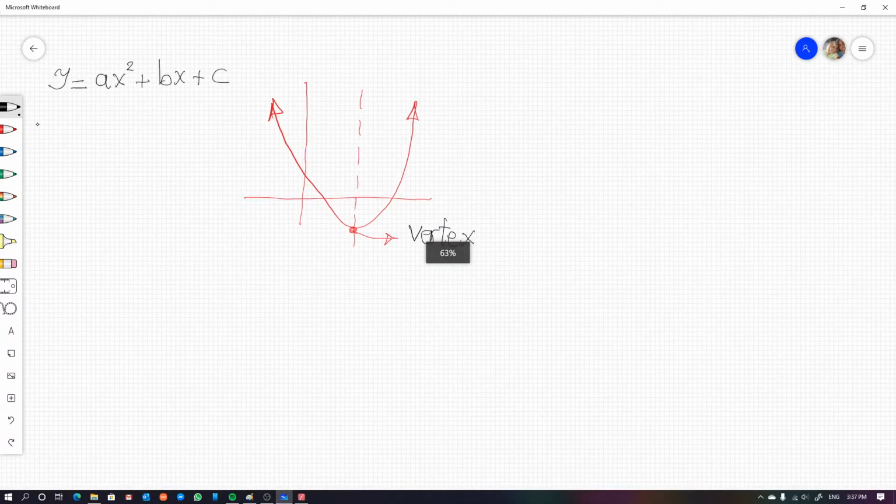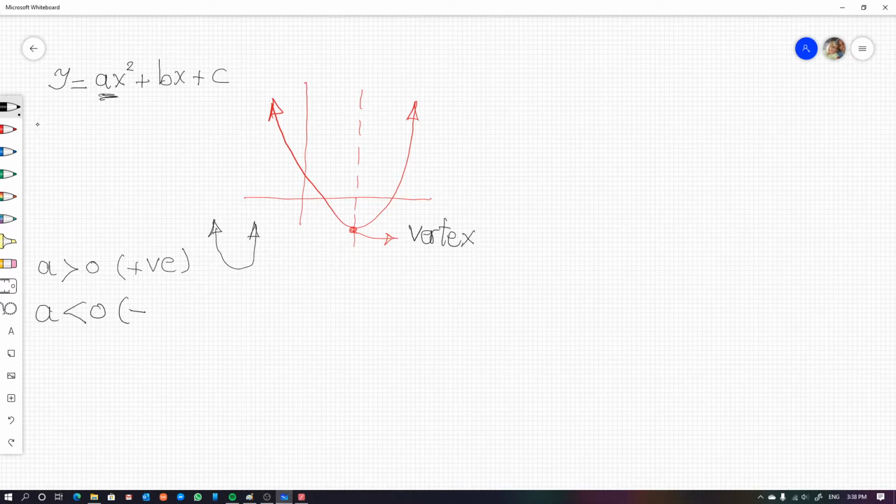Today we will begin to talk about cases where a is the coefficient of x squared. In case a is bigger than 0, that means a is positive, the concave of the parabola will be to the top. In case a is less than 0, the concave of the parabola will be to the bottom.